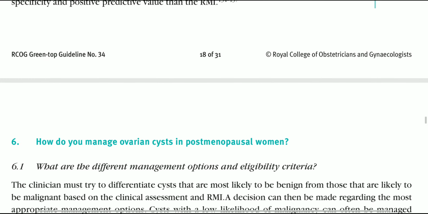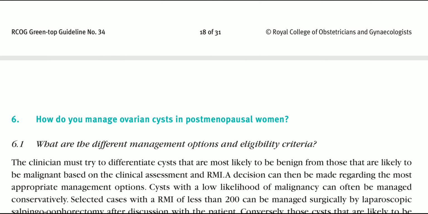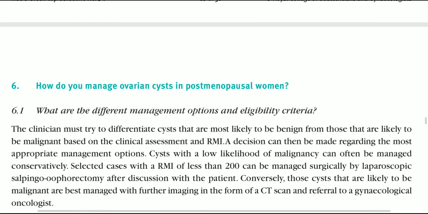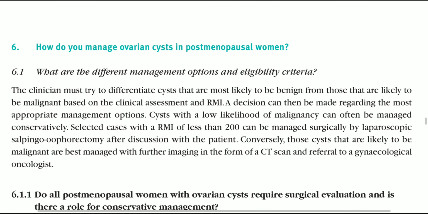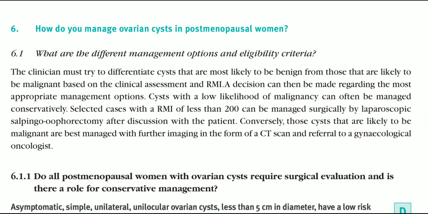Now coming toward the management. How do we do the management of ovarian cysts in postmenopausal women? What are the different management options? Okay, it's written that if the RMI score is less than 200, then that case can be managed surgically or by laparoscopic salpingo-oophorectomy after discussion with the patient.